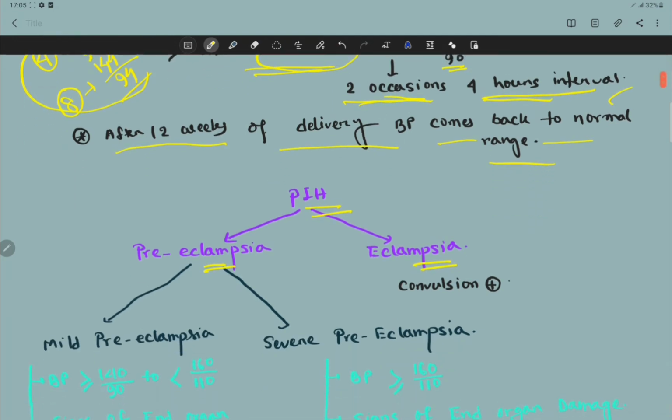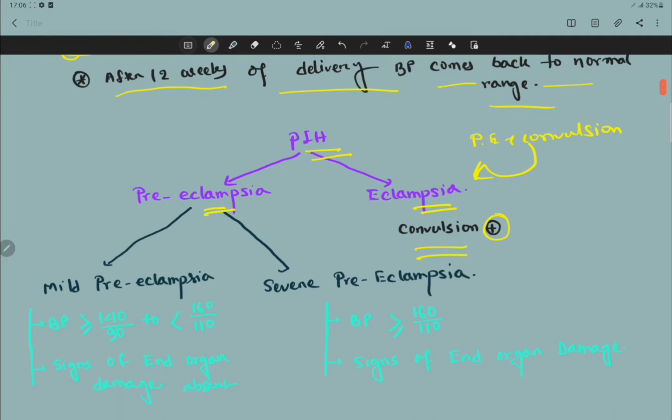Preeclampsia is when a pregnant female patient, after 20 weeks of pregnancy, has BP more than or equal to 140 by 90. That is called preeclampsia. And if this preeclampsia patient experiences convulsion, that is called eclampsia. So we can say that preeclampsia plus convulsion equals eclampsia.